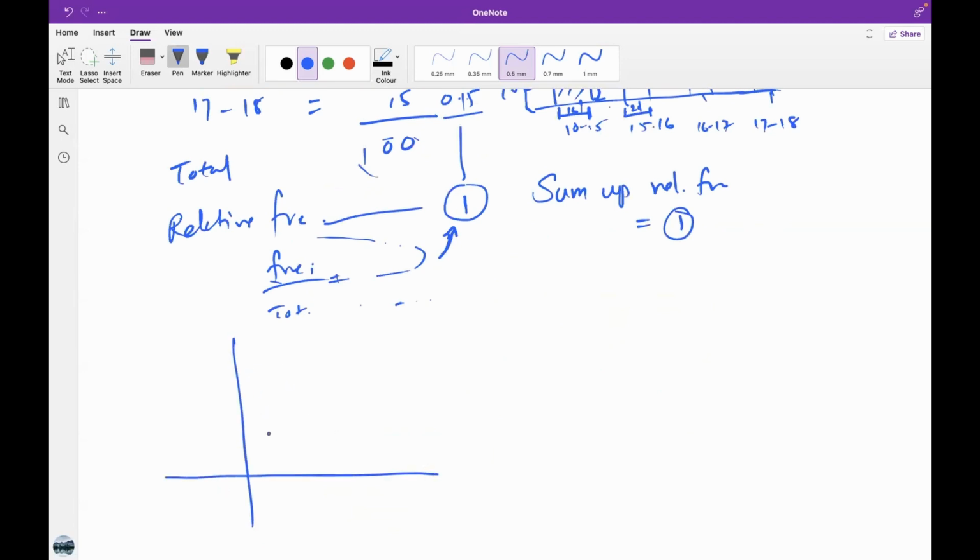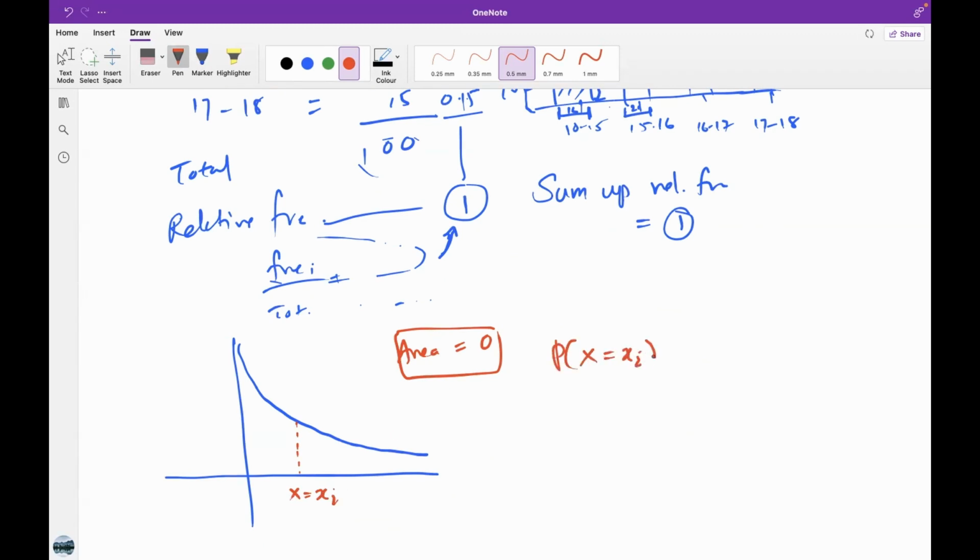When we talk about a continuous distribution, I'm going to draw an exponential distribution. We'll learn about it. So if you think about a single value, a single value like this, it doesn't exist. So for a single value, the area is 0. So when x is equal to xi, the probability of x being equal to xi for a given continuous variable or continuous distribution is going to be 0 because you don't have an area.